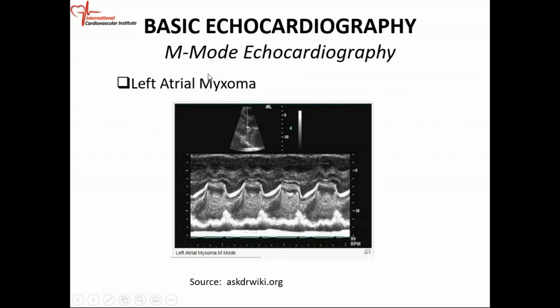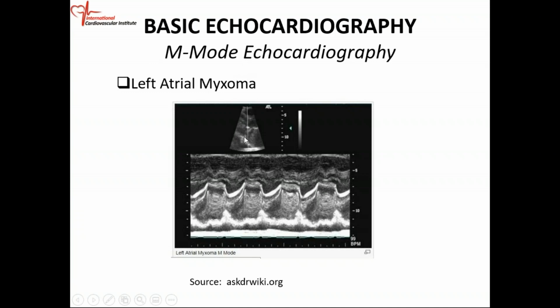Atrial myxoma. This is another classic one that they're going to bring. A typical left atrial myxoma is a benign tumor. The most common location is in the left atrium, and it's attached to the atrial septum via a stalk. In diastole, when the mitral valve opens, this tumor tries to get out of the left atrium. That's what you're going to see down here.